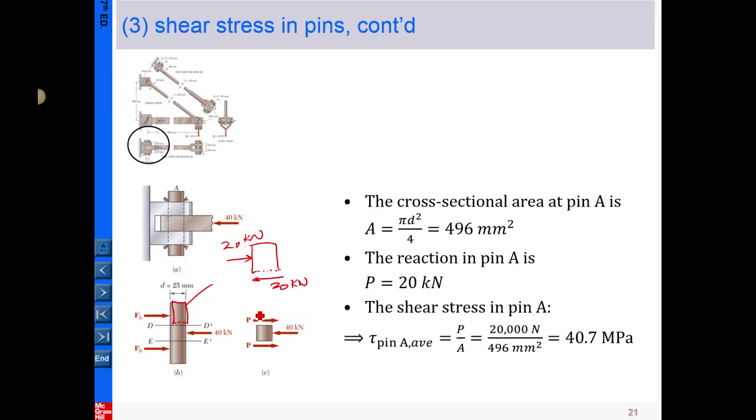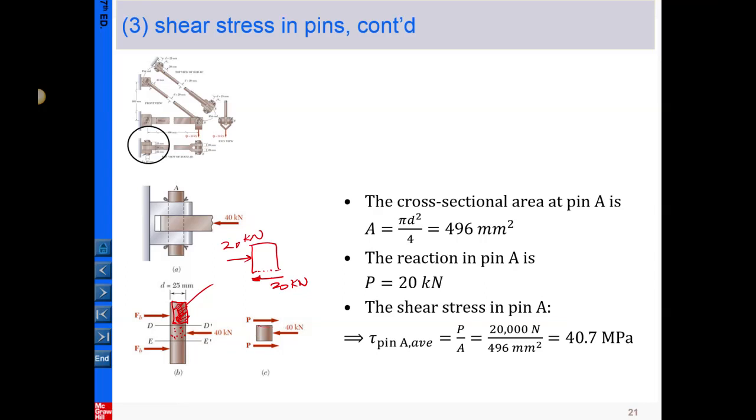In this cross section, this is 20, and this cross section with respect to this portion is the same, but there's an action and reaction. If you take the cross section on the top here and the free body diagram of the upper portion, then the reaction should be like this. If you take the free body diagram of the middle portion, then the reaction should be like this. That is the concept of action and reaction.